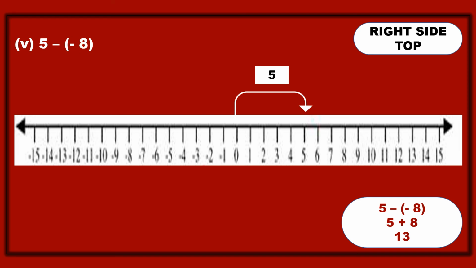How many steps? 8 steps. So count from this 5 wherever it stopped. So 1 2 3 4 5 6 7 8. So 8 it is stopping at 13. So till 13 you should indicate and write minus of minus 8. Okay, so let us see the next problem.